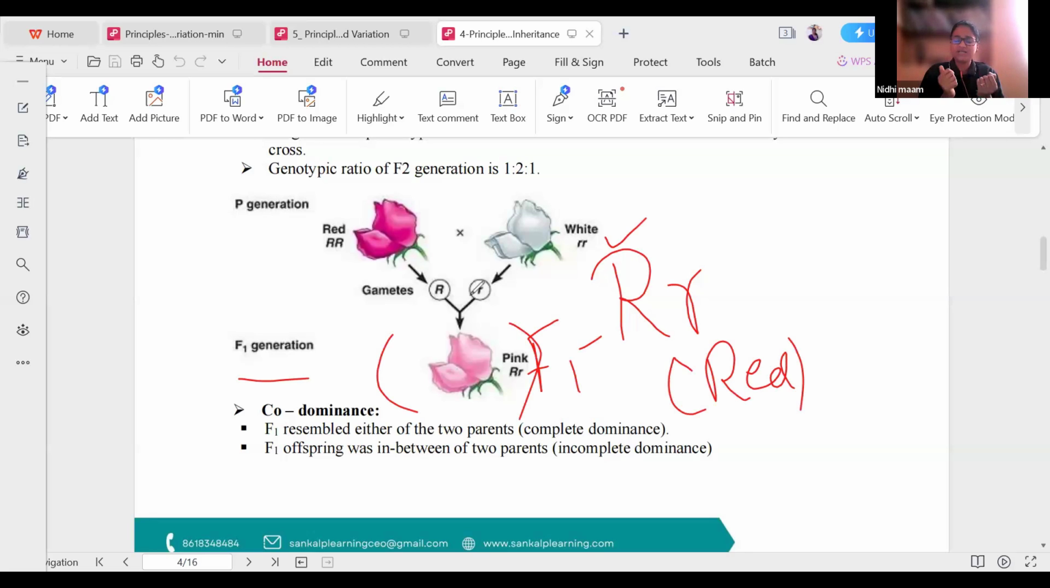So this is a different one. It did not follow the law of dominance. We did not get a red plant, we did not get a white plant either. So this character is not there in both the parents. We got a new character which is in between these parents, right? So here what happens, the dominant allele, which is red, is not expressed completely, and the white color is also not expressed completely. Such a type of dominance is called incomplete dominance.